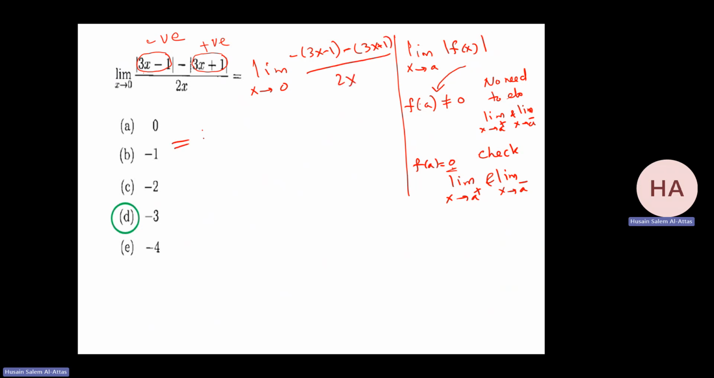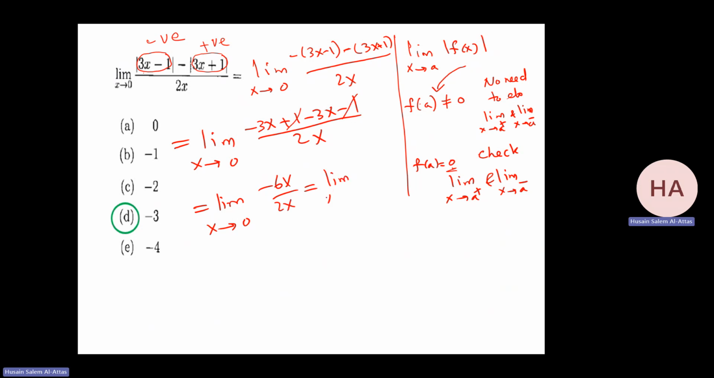Now do the calculation. Limit as x goes to 0. You have minus 3x plus 1 minus 3x minus 1 over 2x. That will be the limit as x goes to 0. This is cancelled. Minus 6x over 2x. I can continue. That will be x with x. I have minus 3. So the answer is minus 3. And that is my answer.